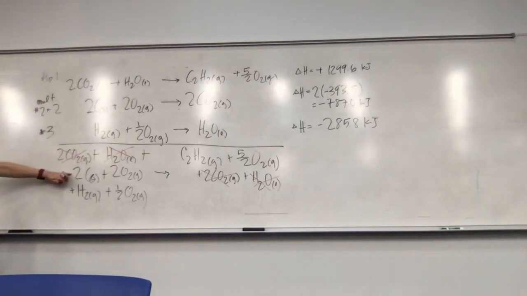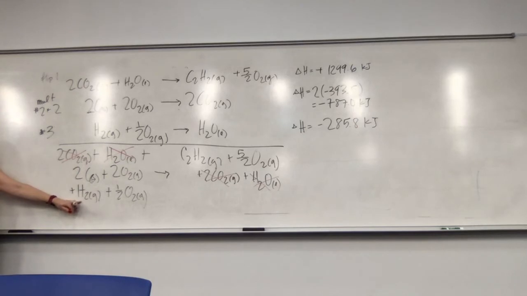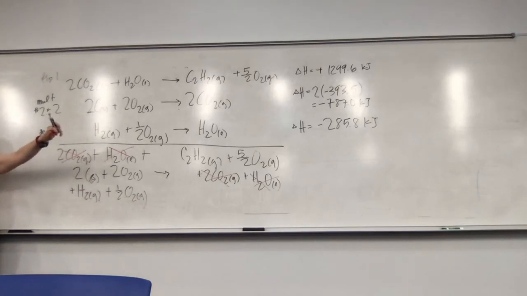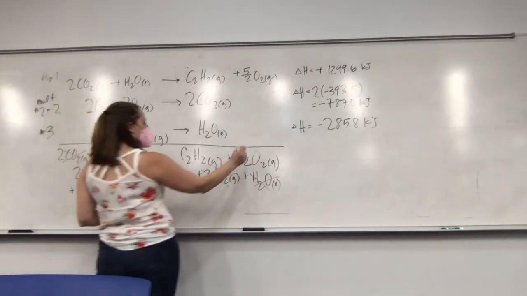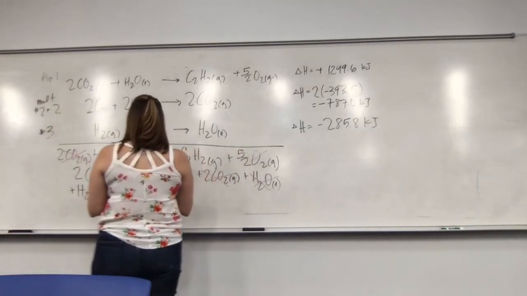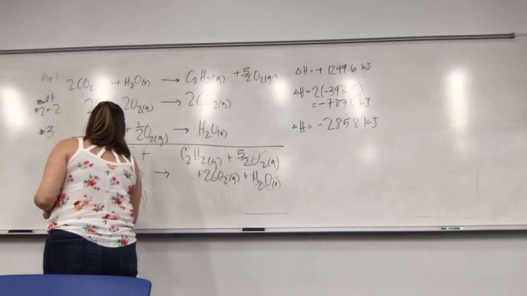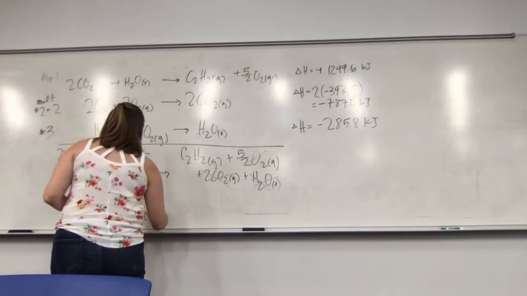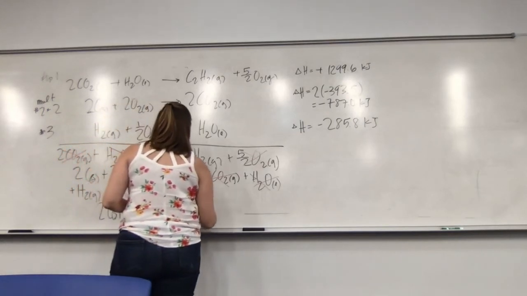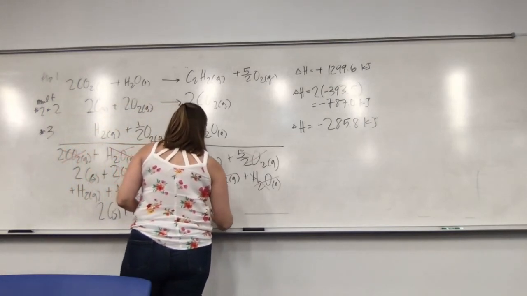So when we look at this, we have 2 carbon solid plus H2 gas, which is what we know. And we have 2.5 moles of O2 on the left, and we have 5 halves, which is 2.5, on the right. So we can cancel all of those to give us the equation we wanted: 2 carbon solid plus H2 gas gives us C2H2 gas.